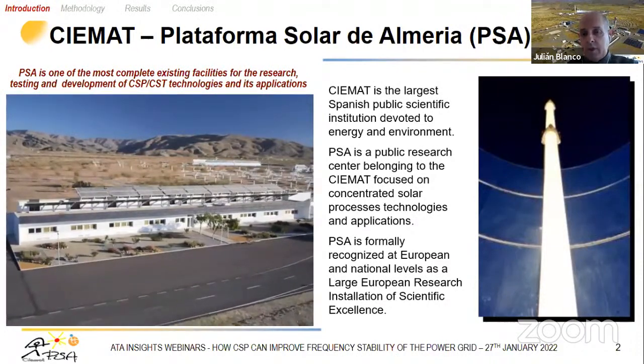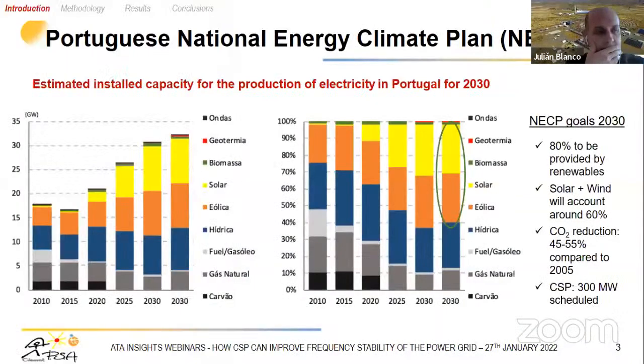In this center, we have developed one tool that has been used for this study that has been made in Portugal. This is the main figure of the National Energy and Climate Plan of Portugal, which was submitted to the European Commission, which says that about 60% by 2030 to 50% of the input will be made by renewables, basically solar and wind.